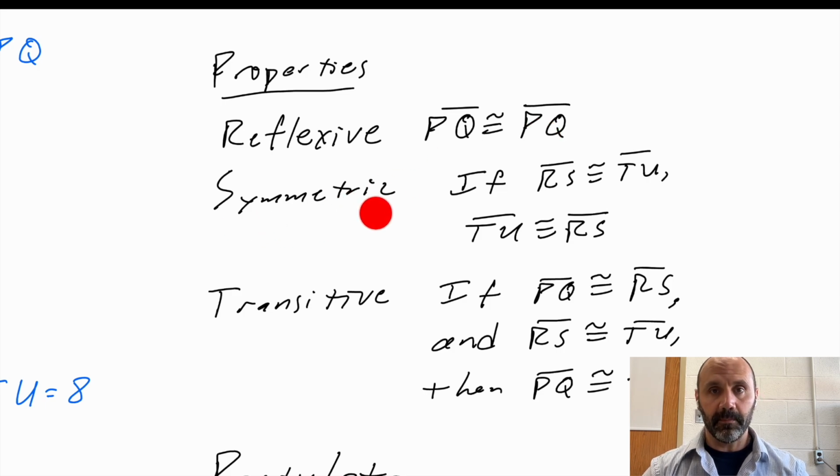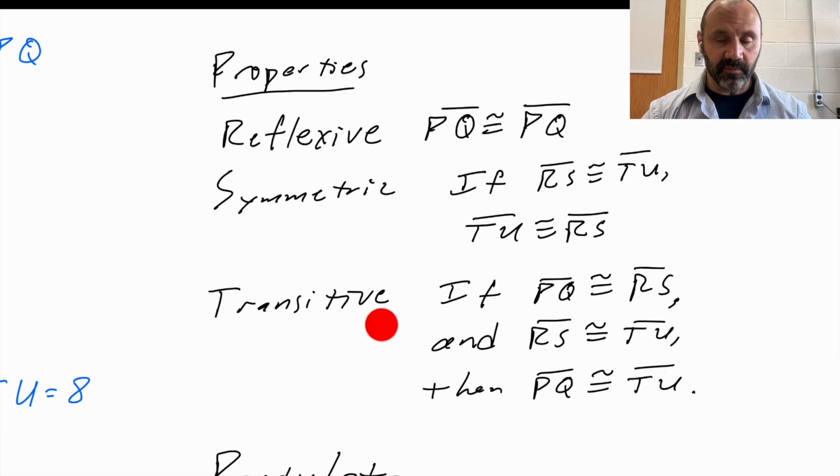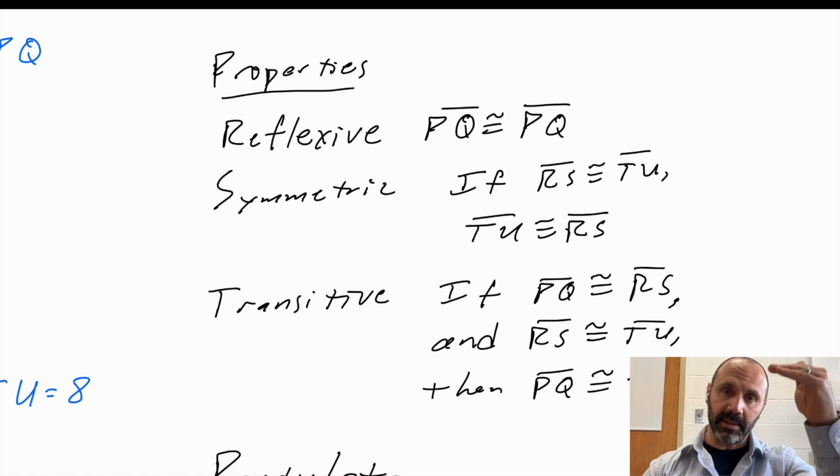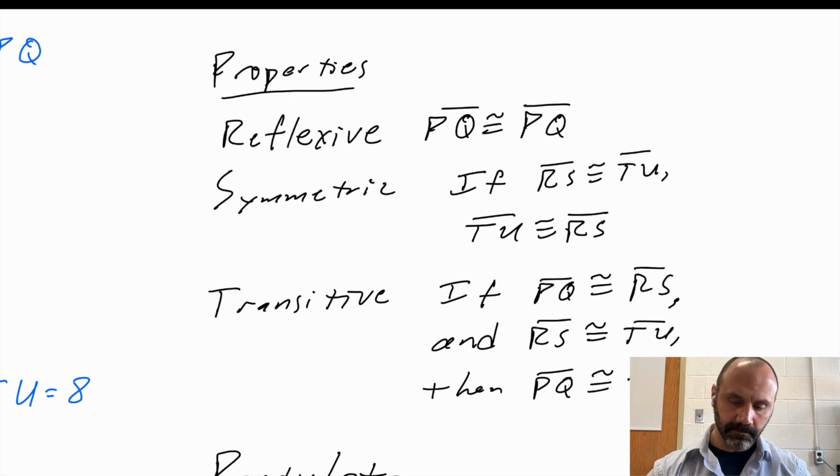The symmetric property, that's you flip it back and forth. If segment RS is congruent to segment TU, symmetry, flip it, then segment TU is congruent to segment RS. The transitive property, just like the transitive property of equality, works for congruence as well. If segment PQ is congruent to segment RS, and segment RS is congruent to segment TU, then PQ is congruent to segment TU. So we're going to be using these properties when we get to trying to reason through solving problems, and it's what we call proofs, where we've got to show step by step our reasons for things.